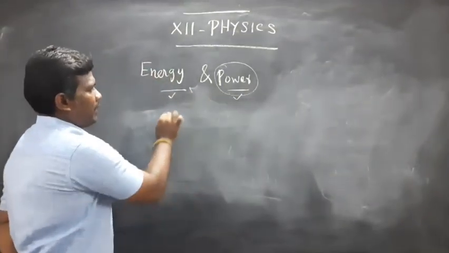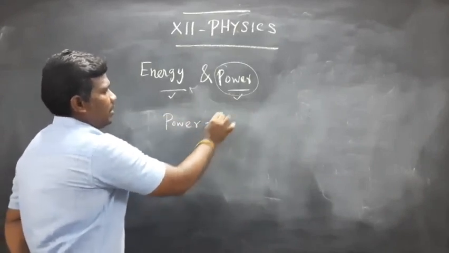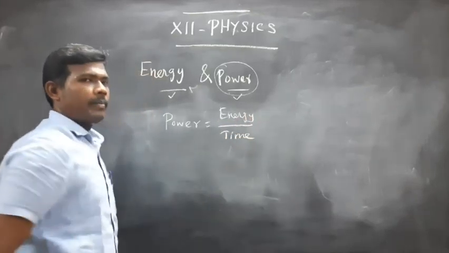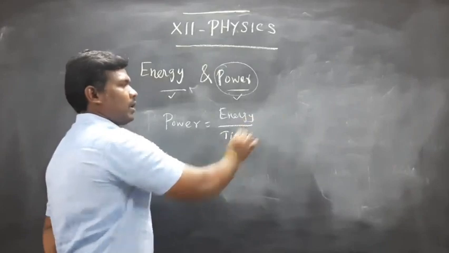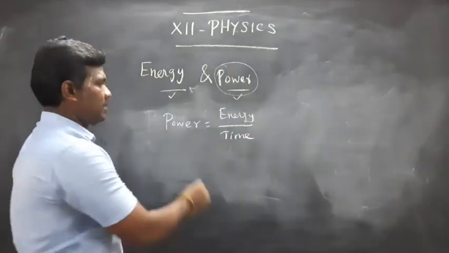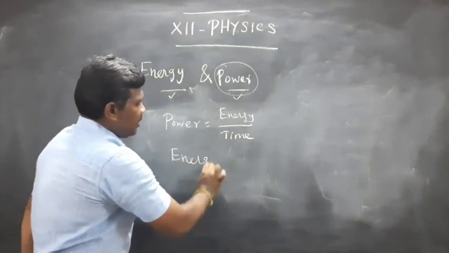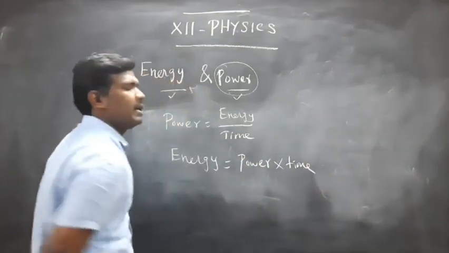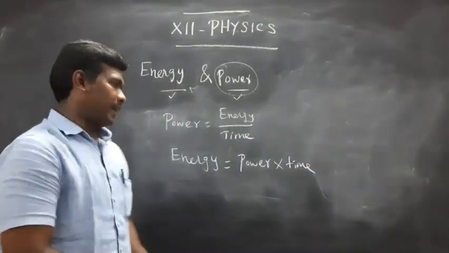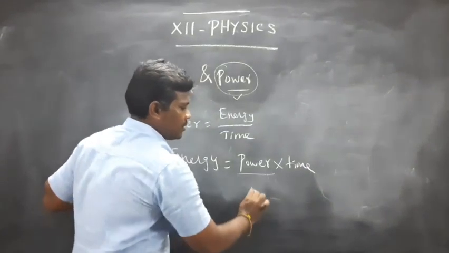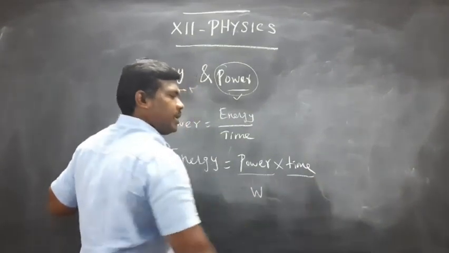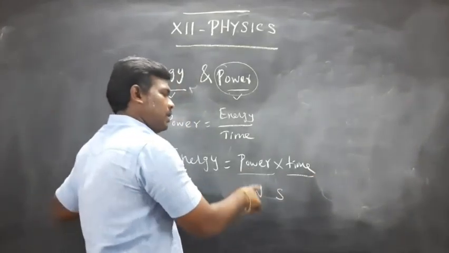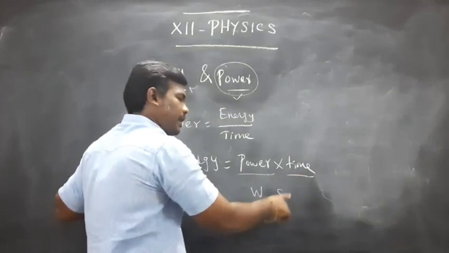We know the formula for power. Power is nothing but the energy divided by time. Now you are going to calculate the formula and the unit for the energy. Rearrange the formula like this: energy is equal to the product of power and time. The unit for power is watt and the SI unit for time is second.